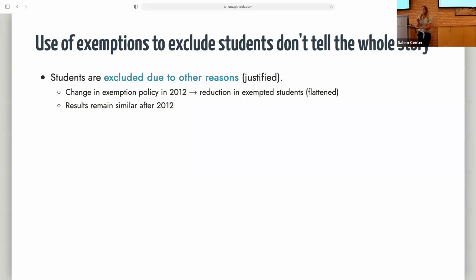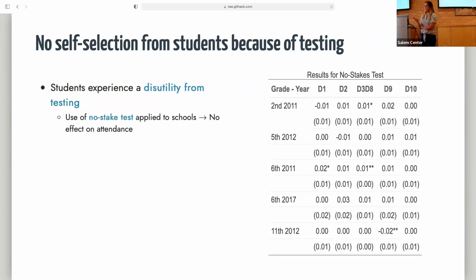But the results that I'm showing right now hold even after 2012. So even though the justified, quote unquote, exclusions might explain some of the patterns that we see, clearly they don't tell the whole story, okay? So this could be one of the mechanisms that schools might be using, but clearly there are other ways they could be entering this, right?